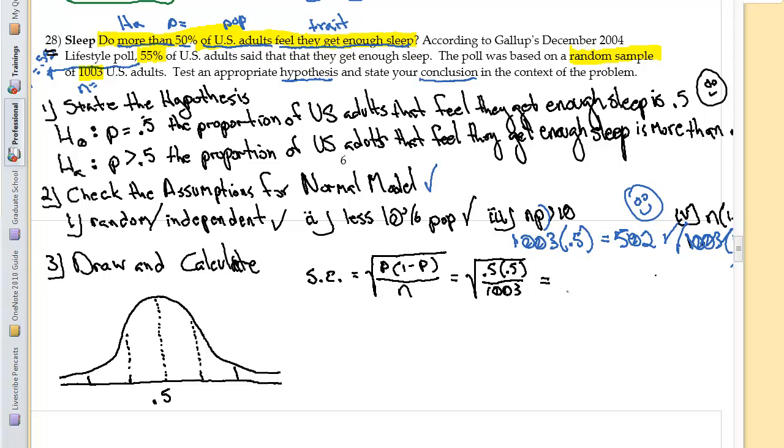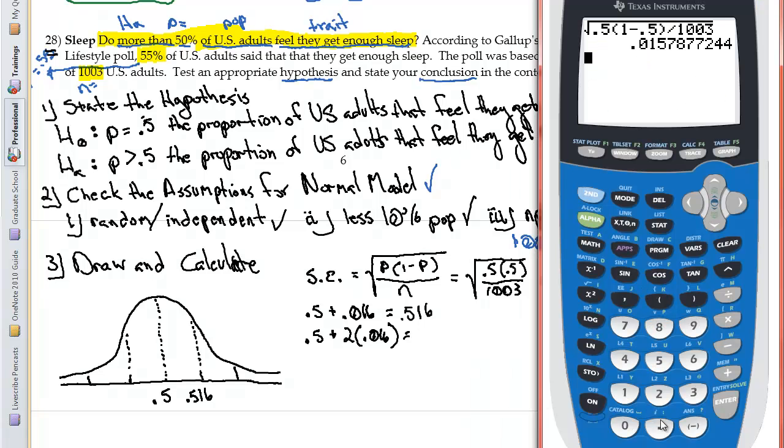So 0.016. And so now I just need to take 0.5 plus 0.016, which is going to give me 0.516. Okay, and so that's what's going to go right here, 0.516. And then I have to take 0.5 plus 2 of those standard errors, 0.016. And that's going to be equal to what, right? Because now I'm 2 standard deviations away. Where's my calculator? There it is. Okay, so in the calculator, I got 0.5 plus 2 times 0.016. And I hit enter, and I've got 0.532.